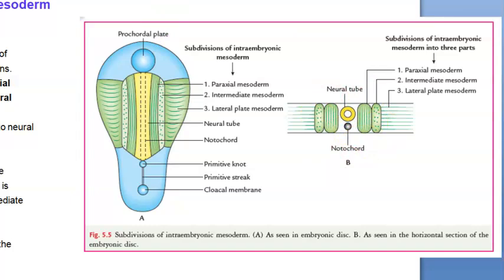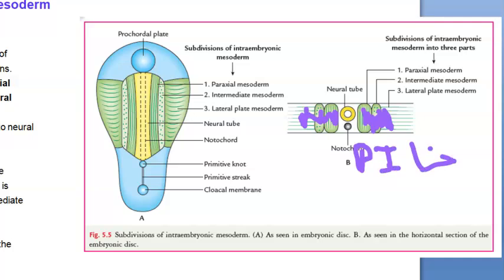So here they are showing you the neural tube, which is overlying this notochord. And on either side you have this mesoderm, that is the intraembryonic mesoderm. Again in that you have the 3 parts. That's what they are saying. What are the 3 parts? You have the paraxial, then you have the intermediate, and then you have the lateral.